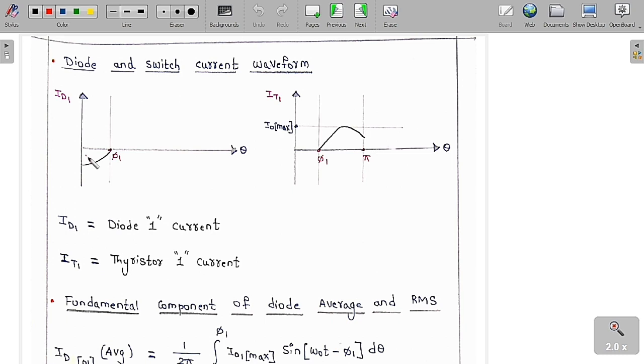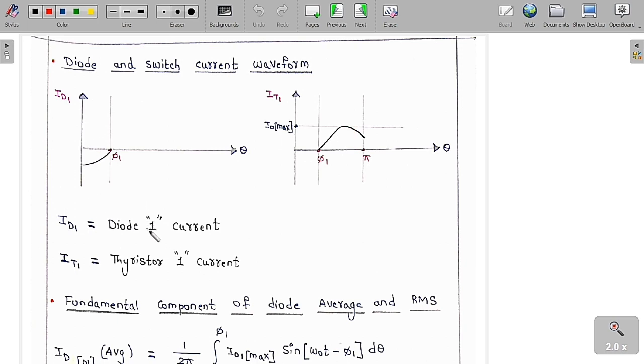So the graph will be like this, the negative of the output current. Whereas for the thyristor current, let me take switch S1. Switch S1 is conducting only from phi 1 to pi, for the overdamped case. I am drawing these graphs only for the overdamped case. Whenever switch S1 is conducting, you can see from the graph that the switch current is equal to the output current, so whatever the output current is in this range, it will be the same as the switch current.